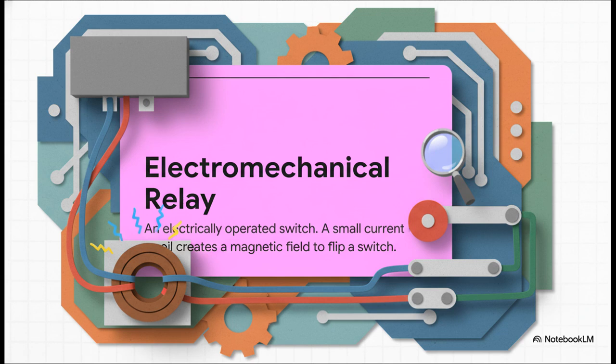Just picture a light switch. But instead of flipping it with your finger, a tiny electrical current flows through a little coil of wire, which creates an electromagnet. That magnetic force is what physically flips a switch on a totally separate circuit. And that circuit can be controlling something way more powerful, like a huge motor. So it's a way for a tiny small signal to control a great big action.